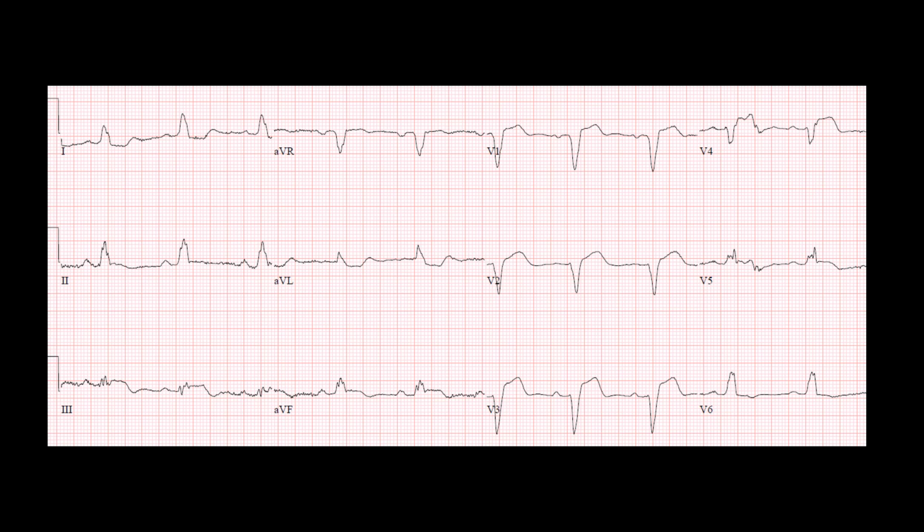If I go one more lead down and look at V5, I can see my QRS is up and my ST segment's up. Well, that doesn't make any sense. In fact, my T wave is up too. Doesn't make sense for a left bundle. I would expect them to be discordant. So this is an example of that pseudo-normalization.